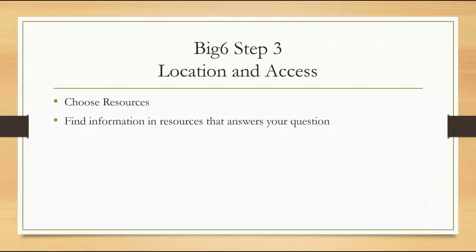So step 3 is location and access. This is where you are going to actually choose your resources. You're going to find resources that answer the questions. You're going to find information in those resources that answers your question. So you're going to locate an article, then you're going to scan through and decide, is this going to answer my question? And you're going to pick the best sources.